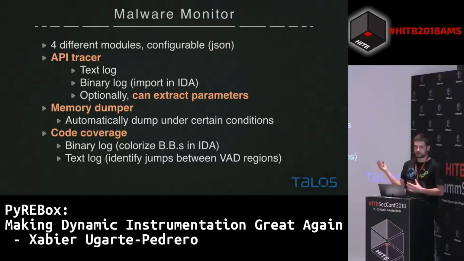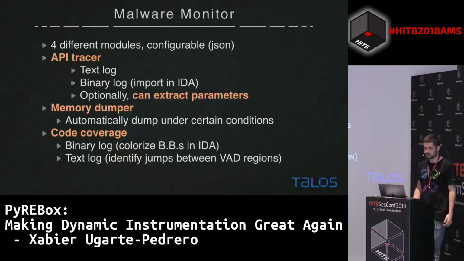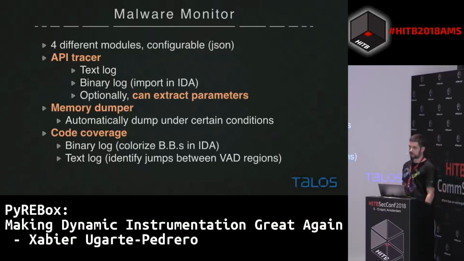They are configurable via a JSON file, and they allow API tracing. The API tracer module produces a text log and a binary log. The text log just gives us an impression of what the sample may be doing, and the binary log can be imported into IDA with a script that they also provide. We will see later how it works. This module can also optionally extract the input and output parameters from every API call.